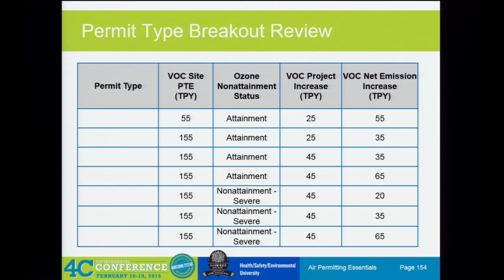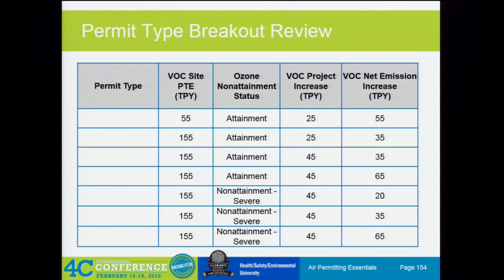All right, next question, number 2. VOC site PTE is 155, still located in attainment, same project increase and slightly lower net emission increase. What did you get for this one?